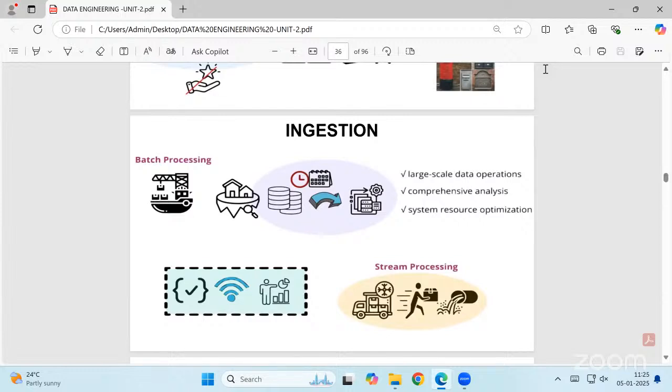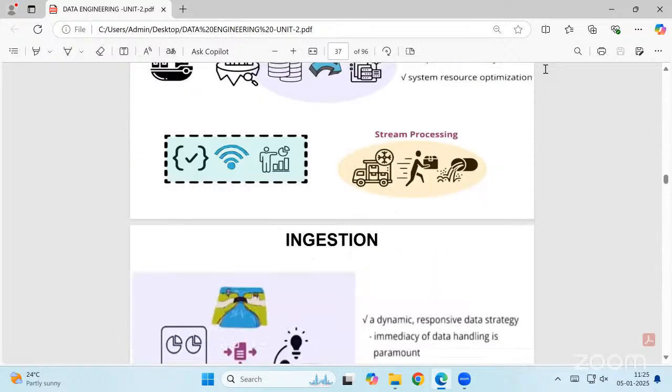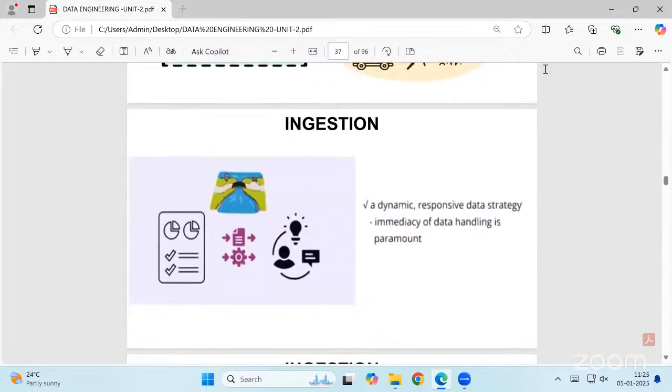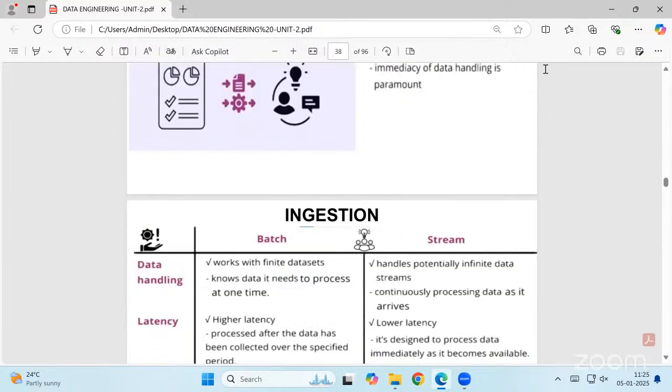Stream processing is like a lake; there is no storage capacity. Once the gates are opened, the water keeps flowing out. So that is stream processing. So it is a dynamic, responsive data strategy. Immediacy of data handling is paramount. It means whenever data is generated, it will be transferred to the storage place where it wants to go. That is dynamic.